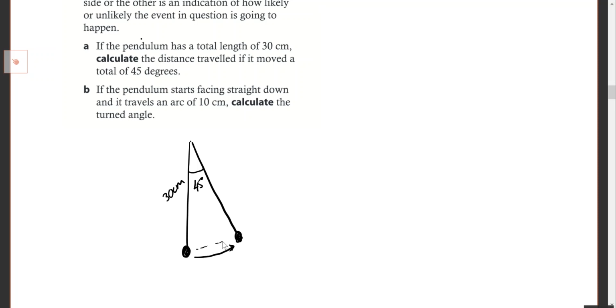Draw a straight line through and then do a triangle. This is an arc because we're doing lengths of arcs.